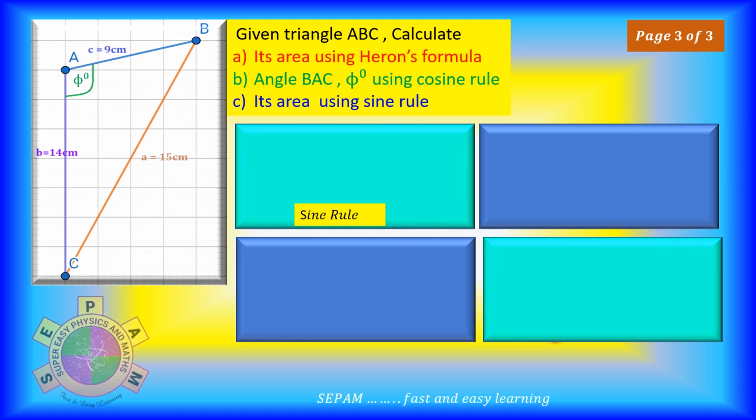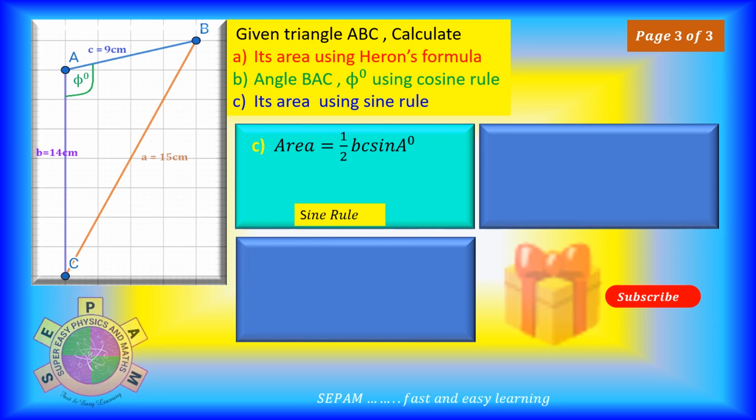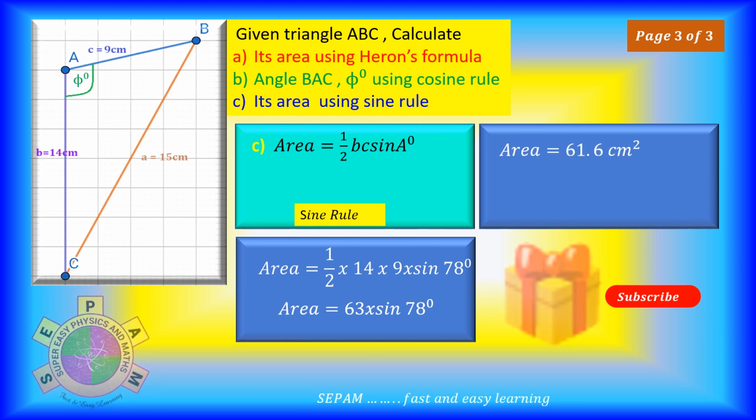So the third part, which is the final part of the question, let's find the area of this triangle using the sine rule. So what is the sine rule? For this area that we have, the area of a triangle is equal to half BC sine A. So let's apply it. Half times 14 multiplied by 9 multiplied by sine 78 degrees. That gives 61.6 cm squared.